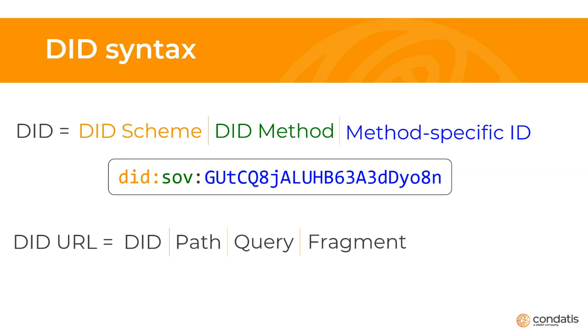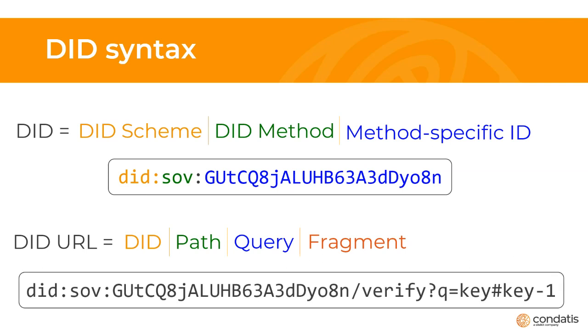So at first, it has the DID, which is exactly what we have here above. And it has all the optional parts of path, query, and fragment. And here's an example of what a DID URL might look like.